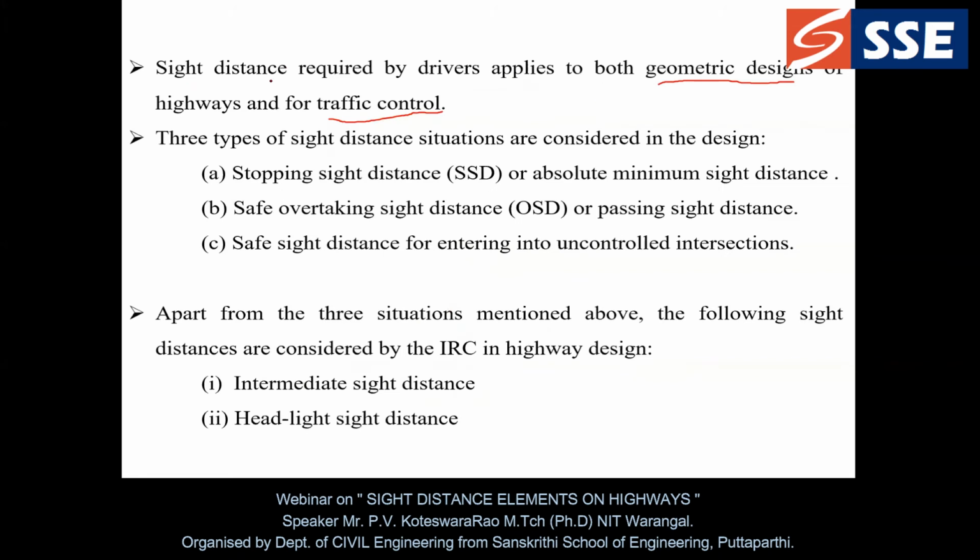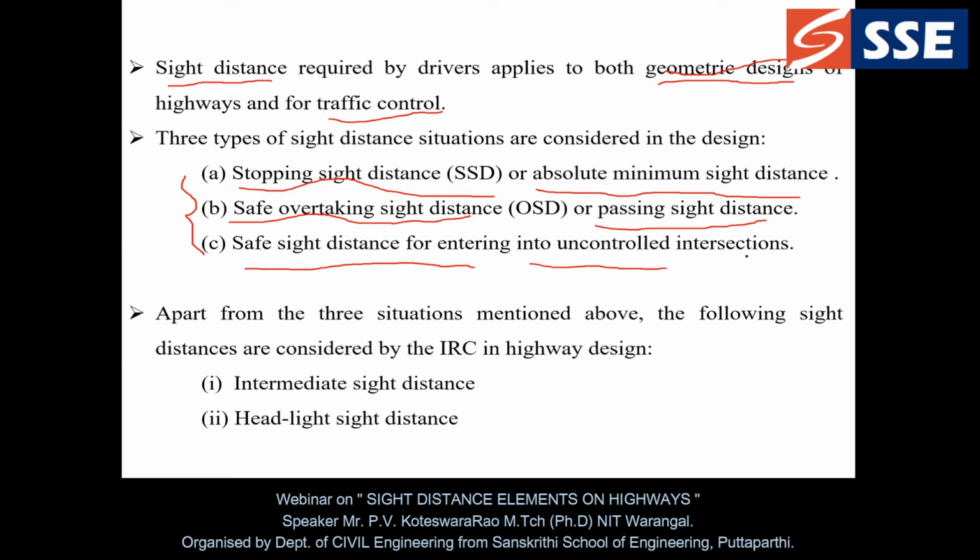Based on the situation, there are three sight distances we are having. One is the stopping sight distance or absolute minimum sight distance. Second one is the safe overtaking sight distance or passing sight distance. Next one is the safe sight distance for entering into uncontrolled intersections. So these are the three important sight distance parameters.